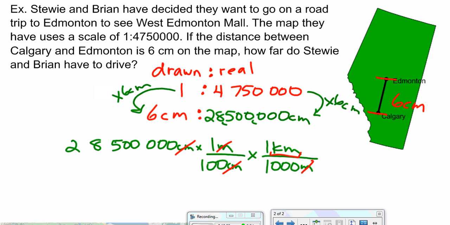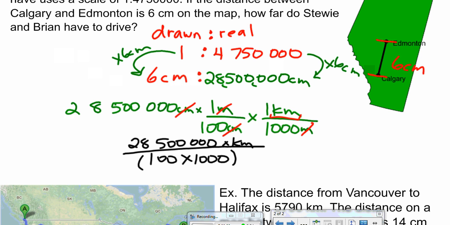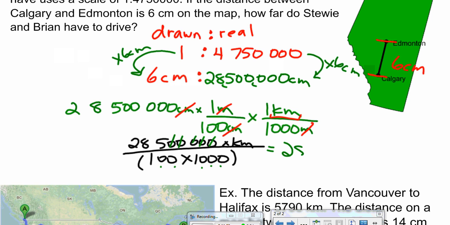So I have 28,500,000 times 1 kilometer over 100 times 1,000. So we're dividing by 1, 2, 3, 4, 5 zeros. That means we're going to cancel out that many place values. So 1, 2, 3, 4, 5. We get 285 kilometers. Just under 300, so about 3 hours traveling. Okay.